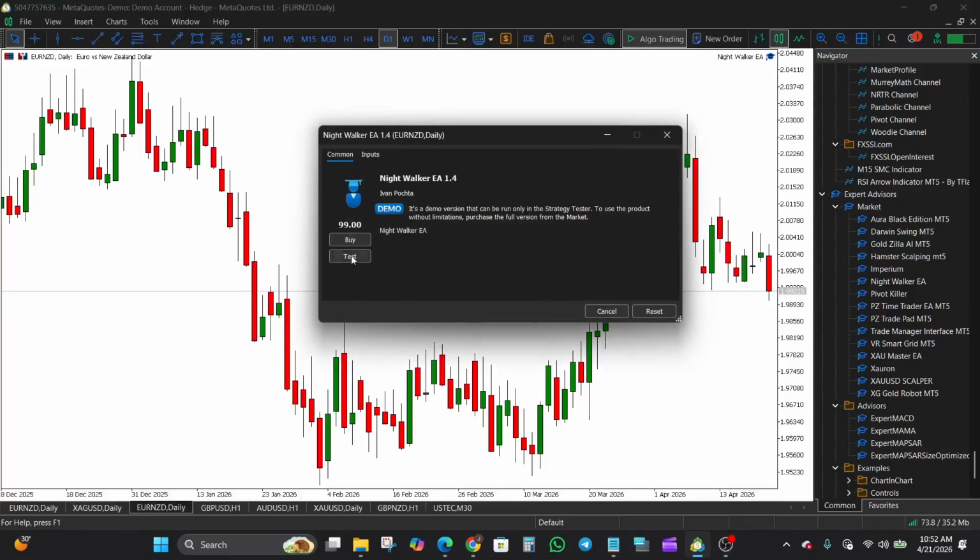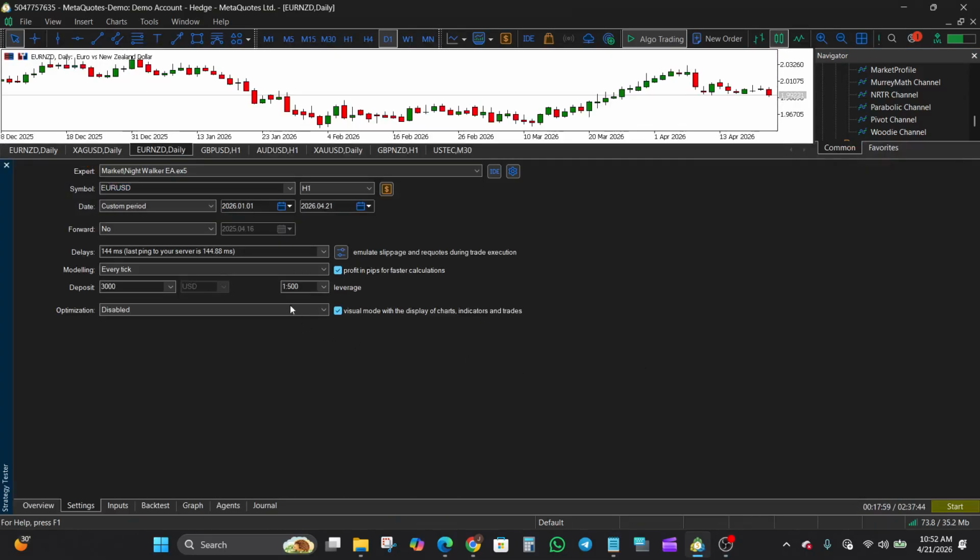All right. So for this test, I'm running it from the start of the current year, January 1, 2026. Feel free to use whatever symbol you prefer. Okay. So we are doing this from the start of the year to get a decent view of how it performs across different market conditions.